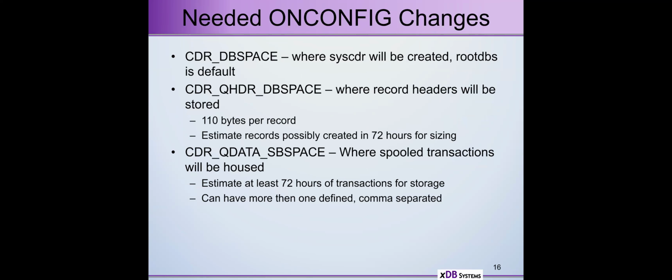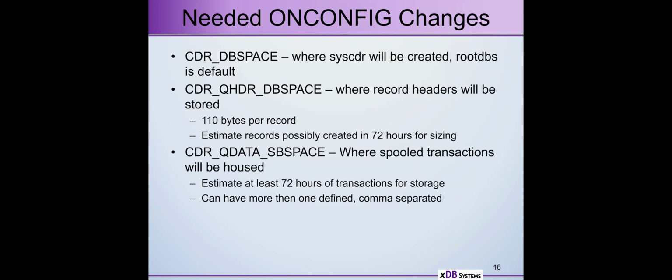So on config changes, our CDR DB space, we want to put something in this. By default, it'll go in root DBS. I don't recommend it. I don't like things being in root DBS. So if nothing else, create a small DB space for it.